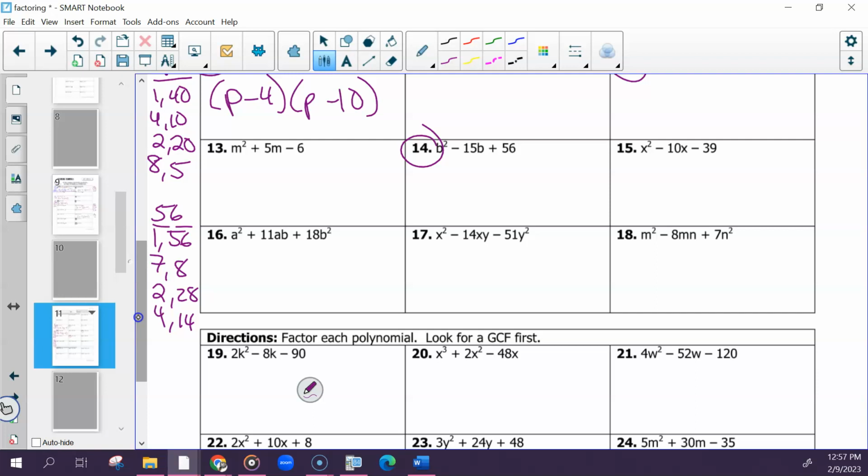Okay, so of those, if we were to add them together, which one would give us negative 15? 7. B minus 7, B minus 6.